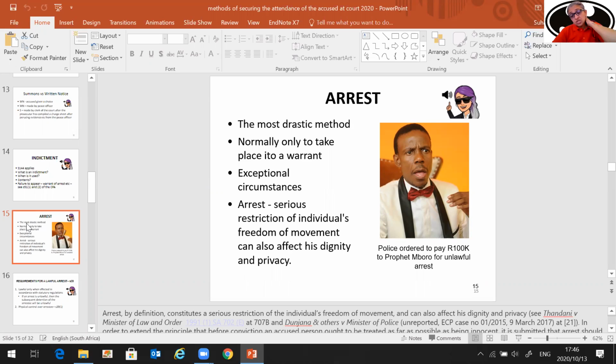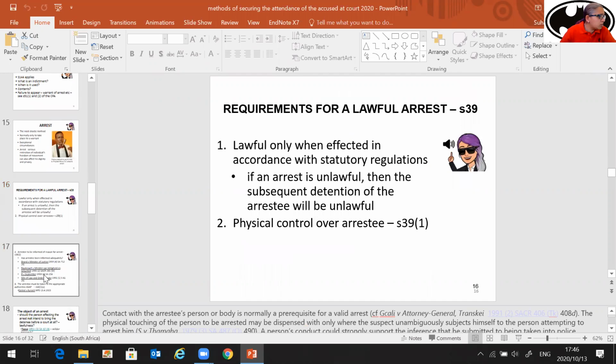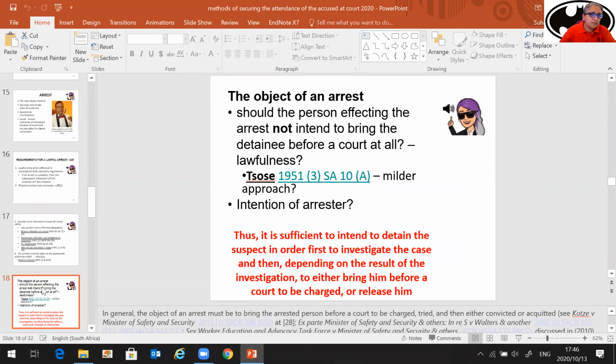So with the limitations of rights, in terms of Section 36, the limitations clause rather, we have to ask, can the same object be achieved through less drastic, less severe, less encroaching means? So those are the questions that we ask.